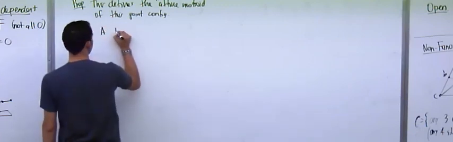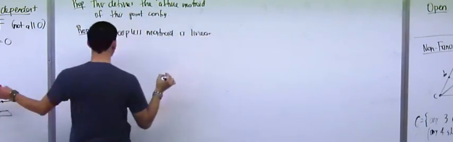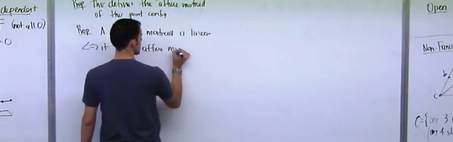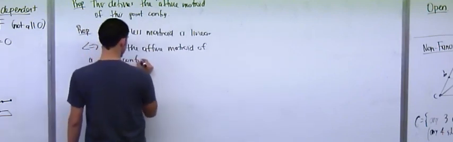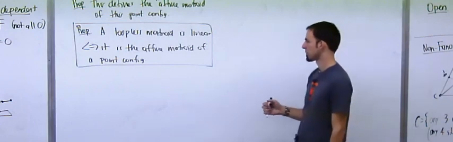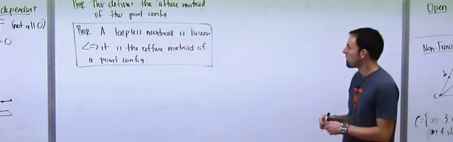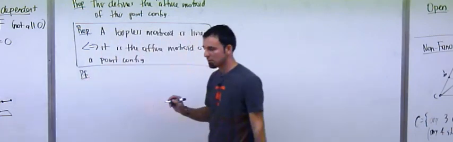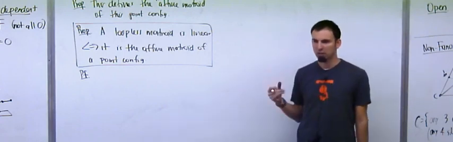proposition: a loopless matroid is linear if and only if it's one of these guys. So if you prove this theorem, then the affine matroid of a point configuration is a linear matroid, and therefore it's linear. Okay? And this is easy, actually. Let me first give you the proof, and then I'll show you the geometric picture behind it. The proof is very easy.